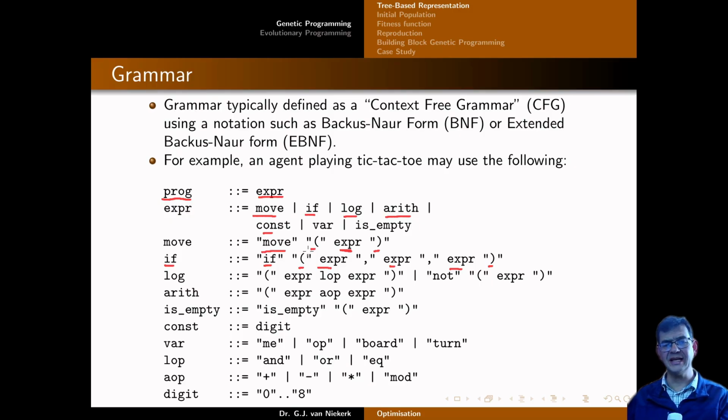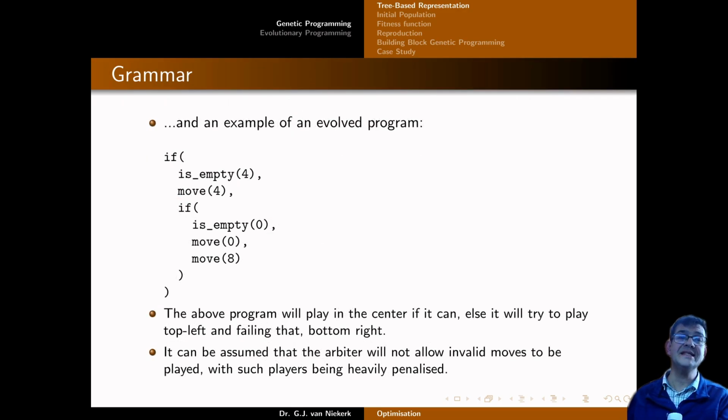Now let's have a look at an example of how a program might look that follows this grammar. Okay, so here's an example of an evolved program. And of course, this is very limited. The idea is that this is going to keep on evolving and try to get better. But the point is that this is already a valid program according to the defined grammar. So how does it work? It says, okay, there's an if statement. And then the first part in the if statement checks E square for empty. So this is the center square.